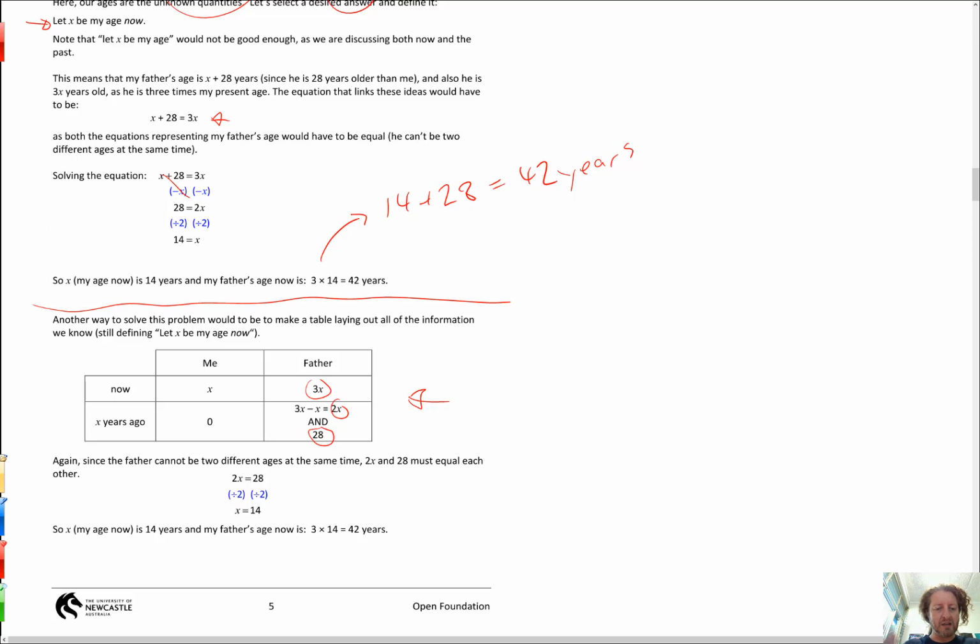Okay, which is, yep, that's my age. And again, I do the same thing. The father's age was 3x, so I sub in Dad's 42.